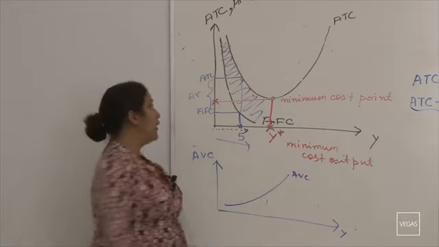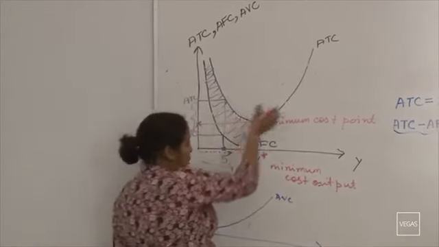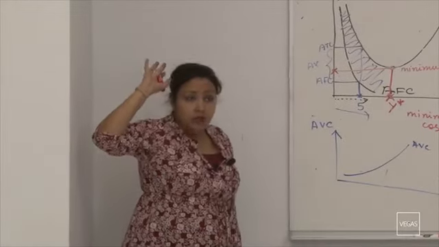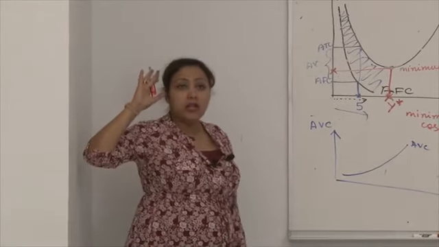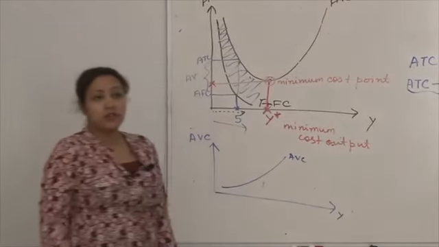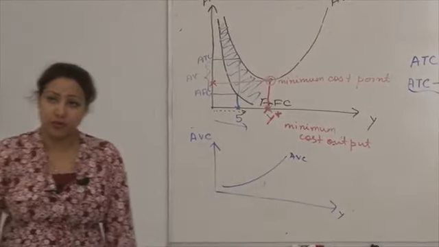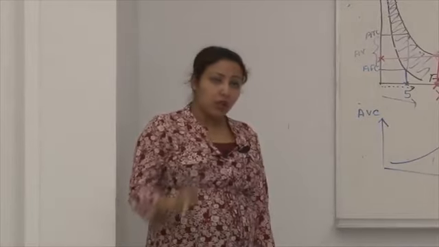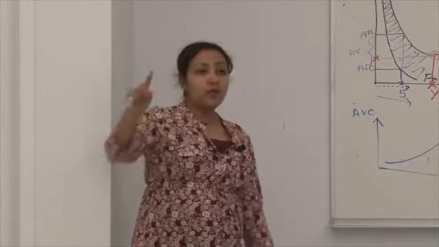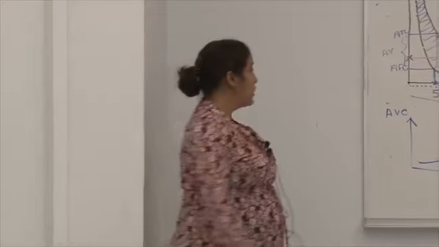So in theory, the ATC may be going down or it may be going up, and that could be due to fixed cost or variable cost, but every producer ultimately wants to be at his minimum cost, because that is the optimality point for the producer. Okay. Now just one more thing before I end today's class.